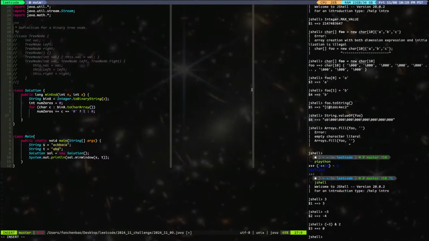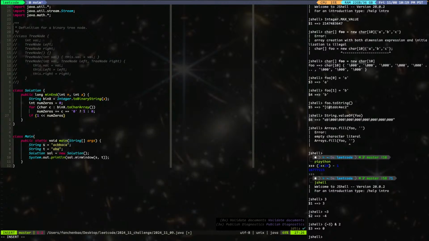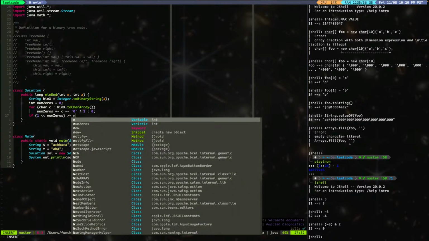Yeah, you can do it. If one left shift num zeros is larger or equal to n, now all we want is the final thing, right?